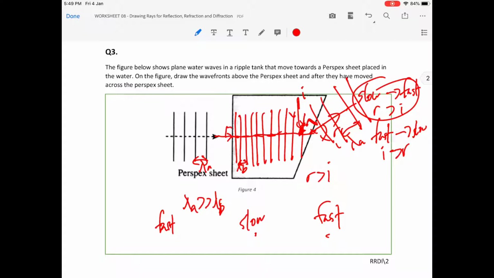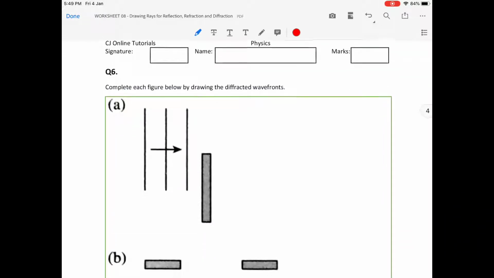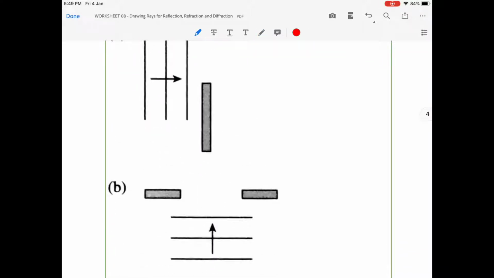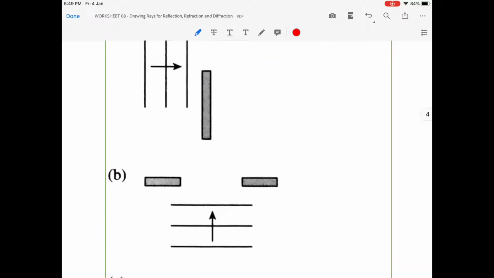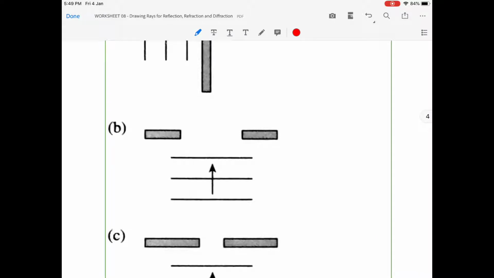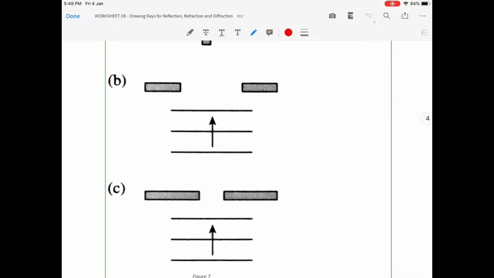Let's try one last question. This question here is a diffraction question. If you look at this question here, the wave is actually going to go through gaps. So whenever waves have to go through gaps, those are considered diffraction questions. Let's try B first. A is a bit different, but let's try B first.